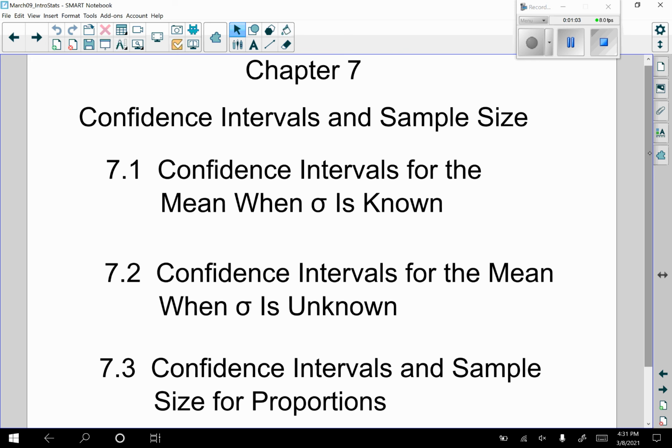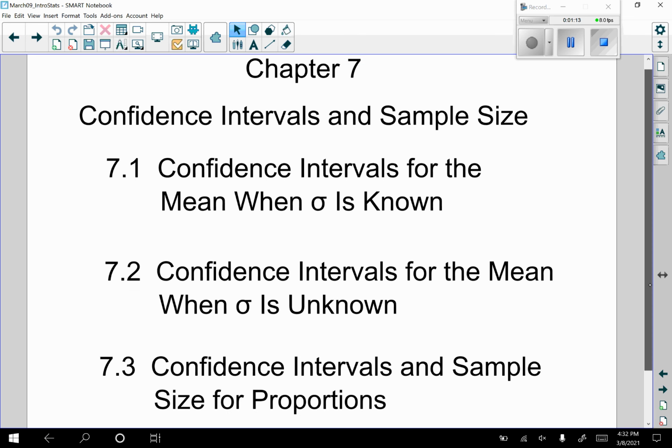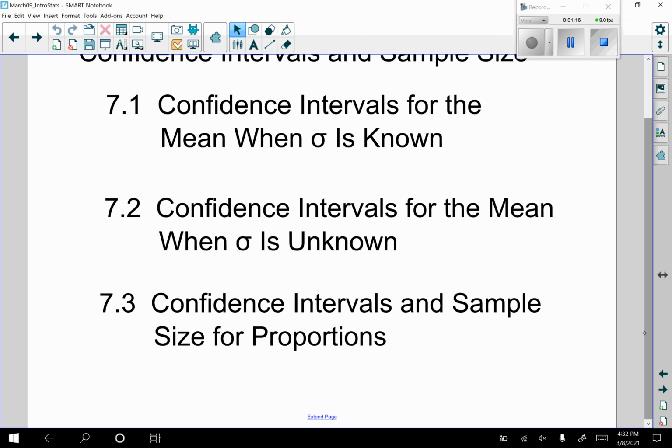So section 7.1 has you find confidence intervals for the mean when the standard deviation is known. But what do we do if it's not known or unknown? Then we go to section 7.2, confidence intervals for the mean when our population standard deviation is unknown. And in section 7.3, confidence intervals and sample size for proportions. So we're just going to get started today on section 7.1.